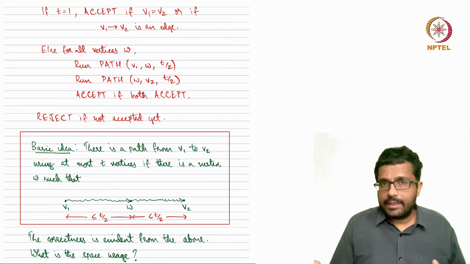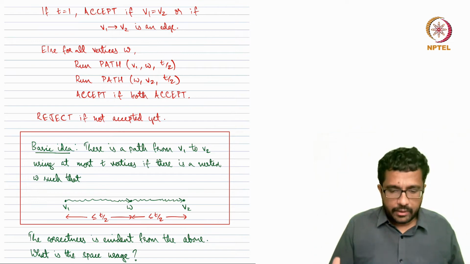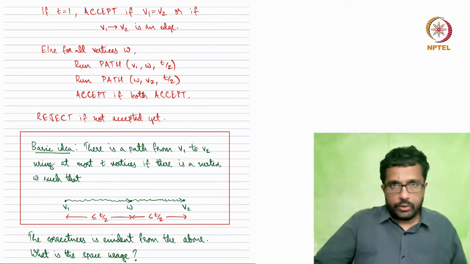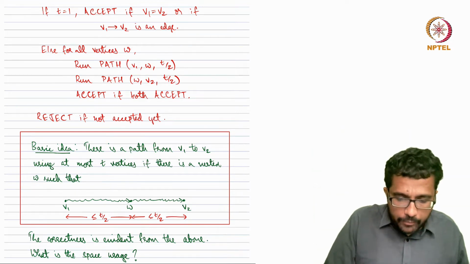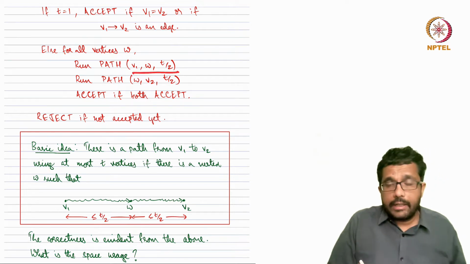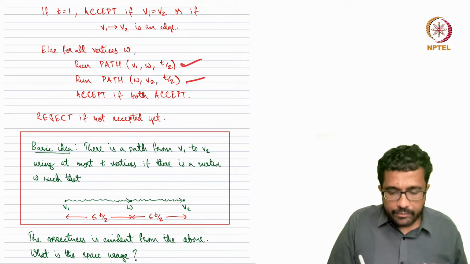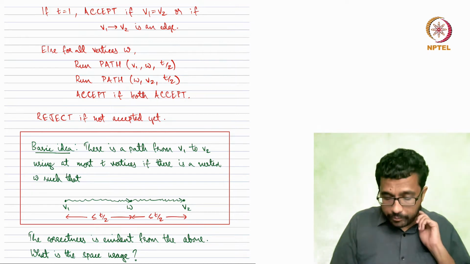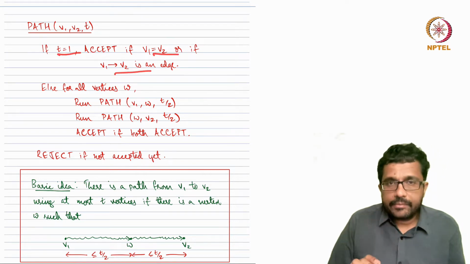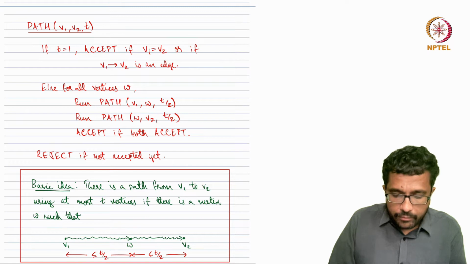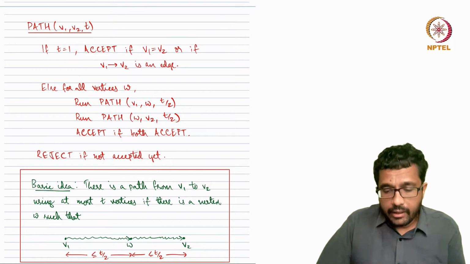So what is the W? We don't know that W. Because we don't know, we just try out all possible W's. We go through the list of vertices one by one and see whether for any W there is a path from V1 to W of length at most t by 2 and from W to V2 of length at most t by 2. If both of them accept, then we accept. So once again, the algorithm is the following. If t equals 1, we accept with the simple conditions. If t is not 1, we check whether there is a path from V1 to W of length at most t by 2 and W to V2 of length at most t by 2, and accept if both accept.